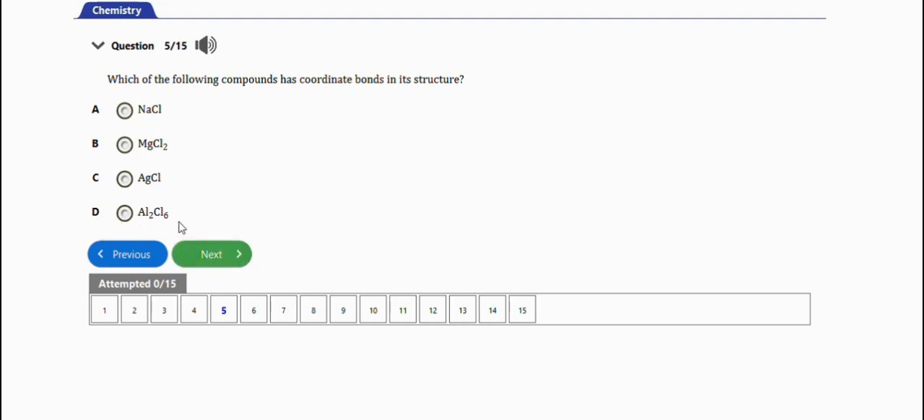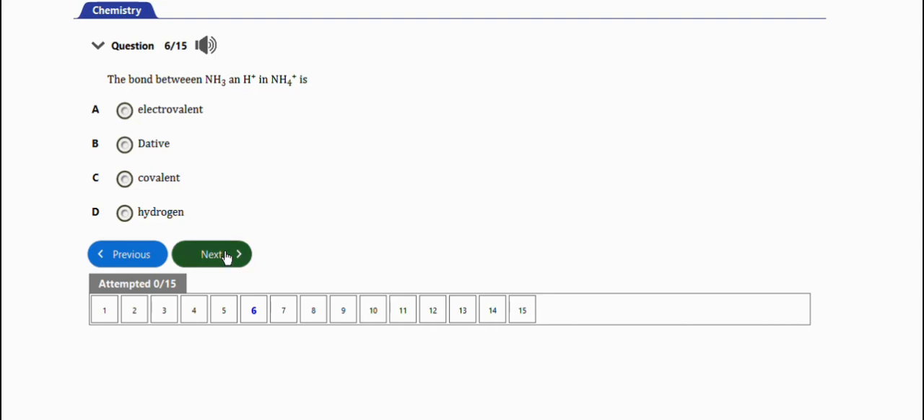Okay, the next repeated question will be this one. It can be sodium chloride, it can be magnesium chloride, it can be silver chloride. So it's option D, guys. The next question says the bond between ammonia and hydrogen ion in ammonium ion is, so it's obvious dative bond.